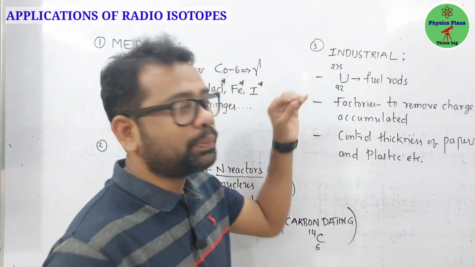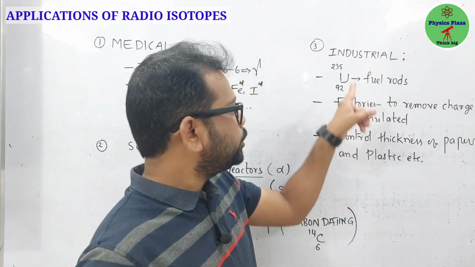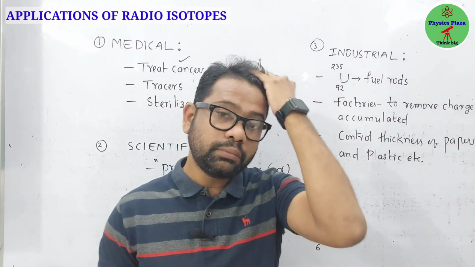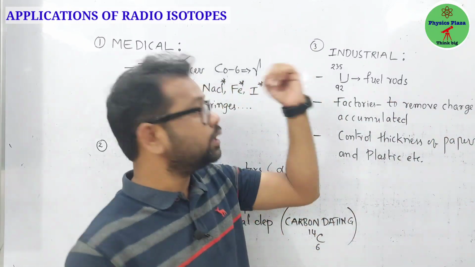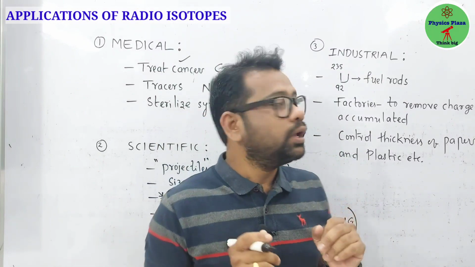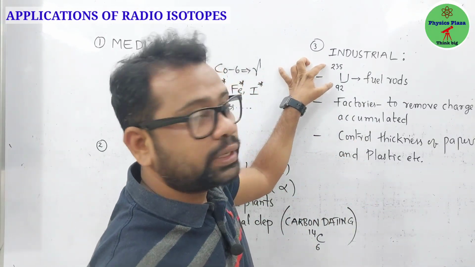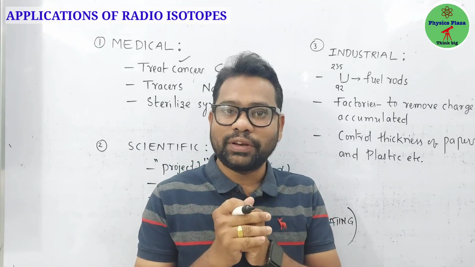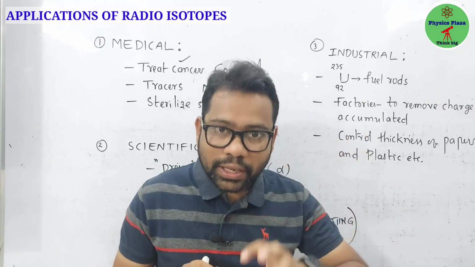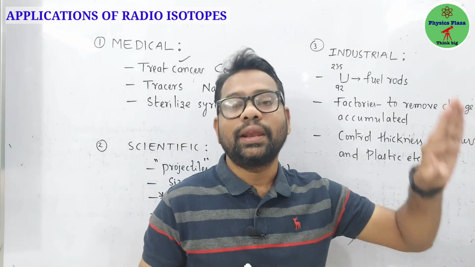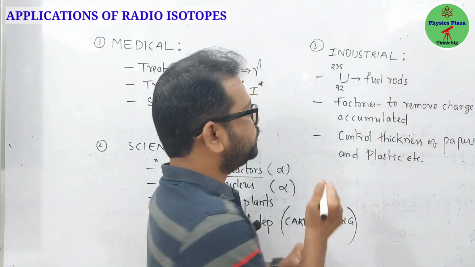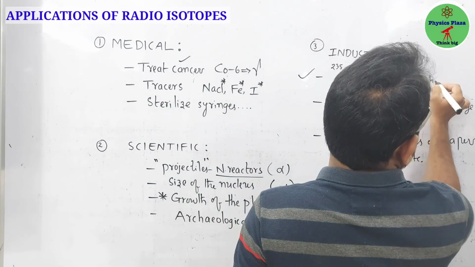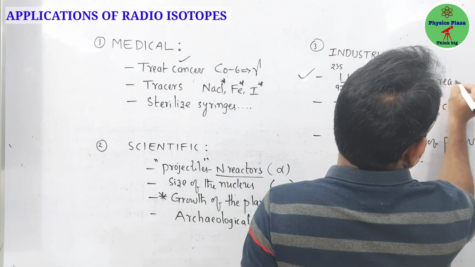Coming to the industrial applications, children. We know that uranium-92-235 is an isotope. We also have uranium-92-238. In general, uranium-92-235 is used as fuel rods, very important, in nuclear reactions for the production of what, children? Electricity. Clear? Fine. This is for electricity in nuclear reactors. Fuel rods, but where? Nuclear reactors.